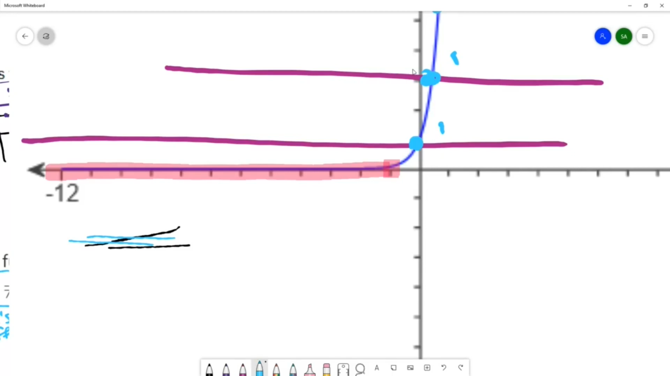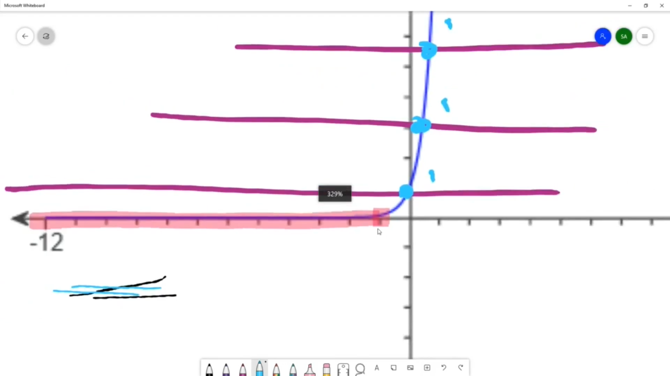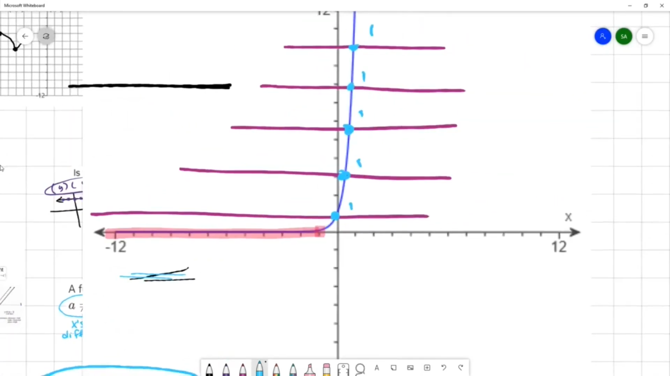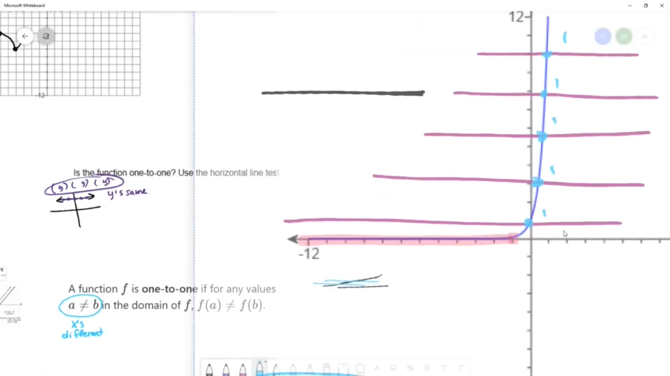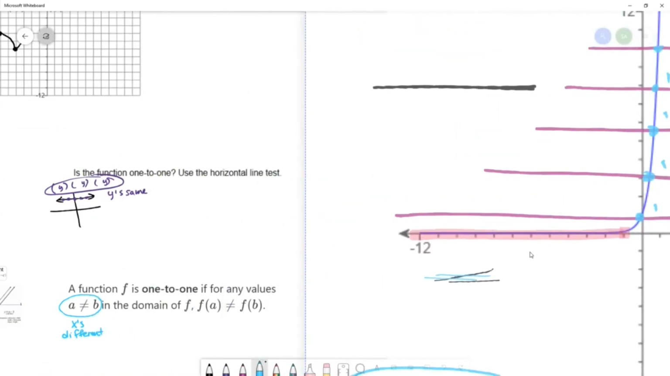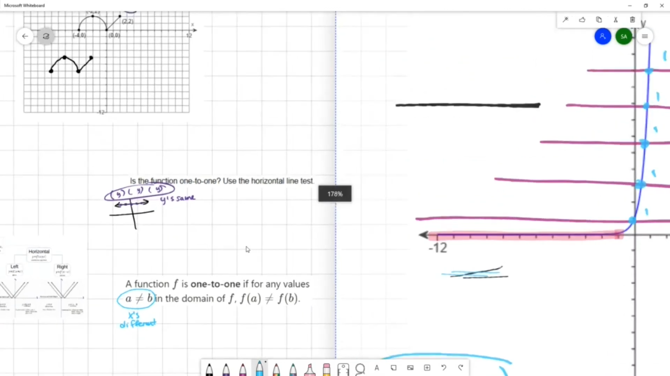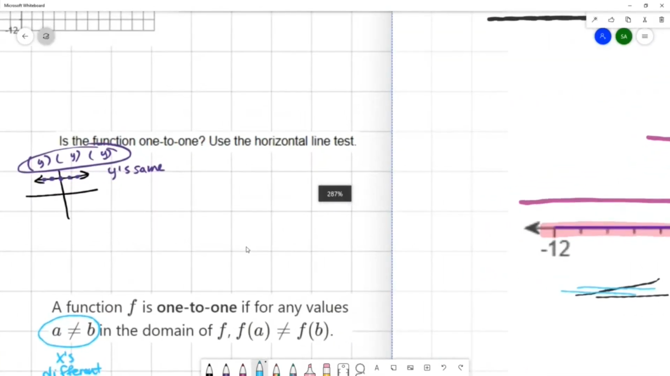So in this particular example, this function is a one-to-one function. I've zoomed this way too big. Sorry about that, guys. So this function is one-to-one.